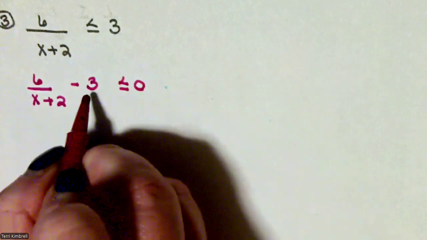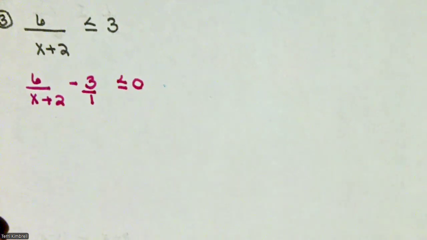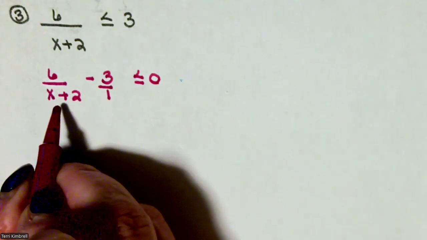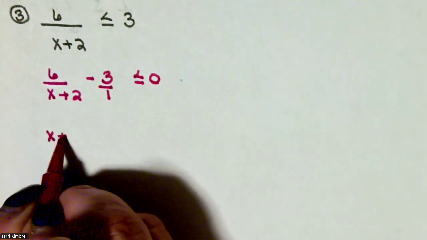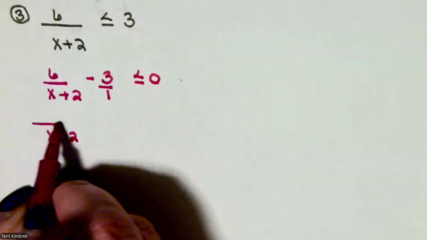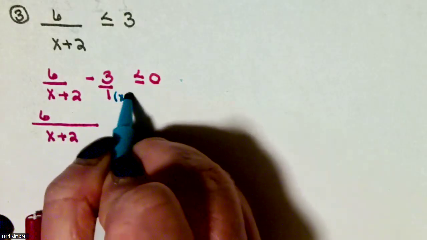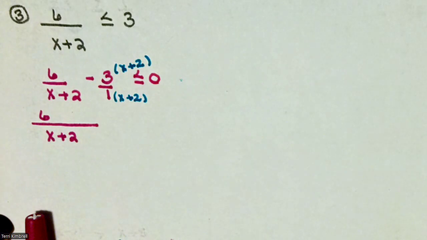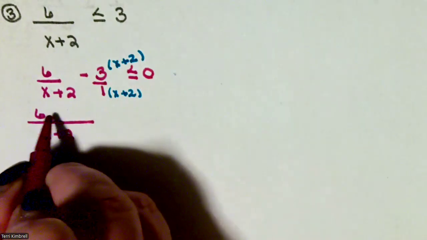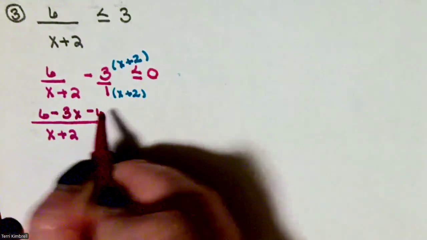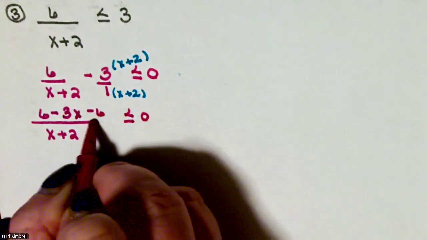The next thing you want to do is get a common denominator. So to get a common denominator here, that one is over x plus 2. So that would be a 6 on top. This one has to be multiplied to x plus 2 because it did not have it. Remember, that's where I distributed the -3 a while ago. So that gives us a -3x minus 6 is less than or equal to 0.